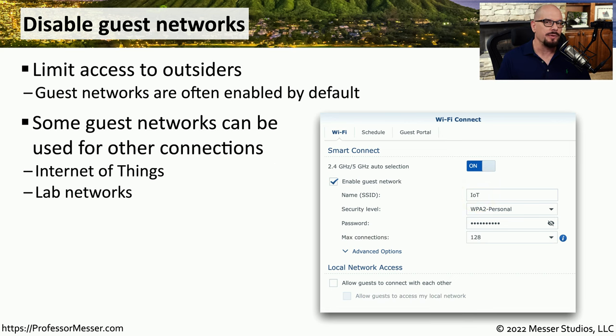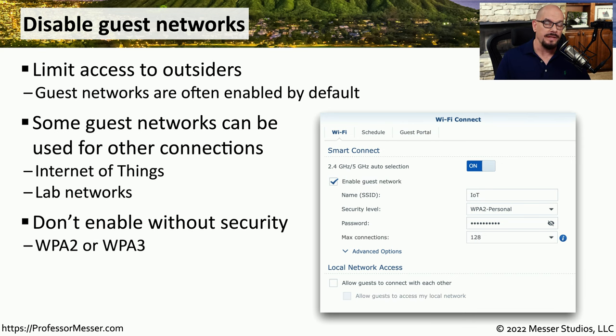You can also do similar things if you have a lab set up, so that anything you do in the lab can communicate to the internet, but it can't disrupt or cause problems with anything else on your internal network. Regardless of the network type, you always want to turn on encryption if you're using a wireless network. So configure WPA2 or WPA3 in your access point and ensure that everyone has the appropriate credentials to be able to use that wireless network.